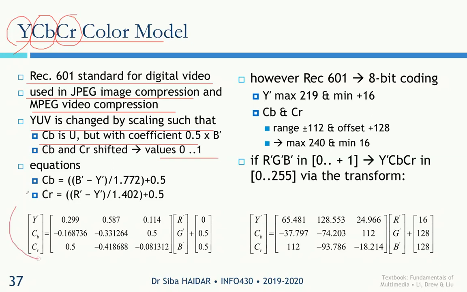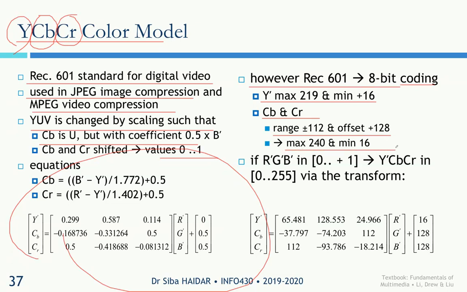However, another time again we transform them, because Recommendation 601 wants us to code the YCbCr over 8-bit coding, and it imposes that Y will vary between 16 and 219. We have the range 0 to 255, but it doesn't want to use all the range because it wants to keep the other possible values for other operations. So the Y prime will vary between 16 and 235, and the CbCr will be ranging between plus or minus 112 with an offset of plus 128, which means that they vary from 16 to 240.